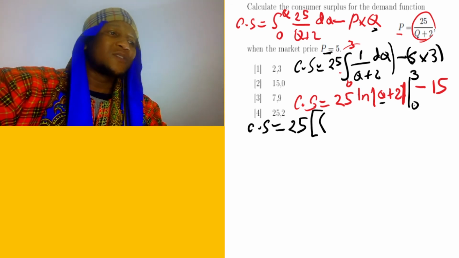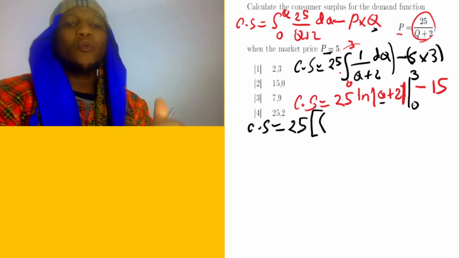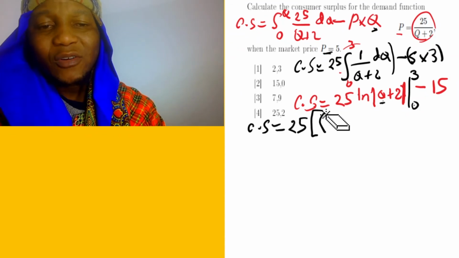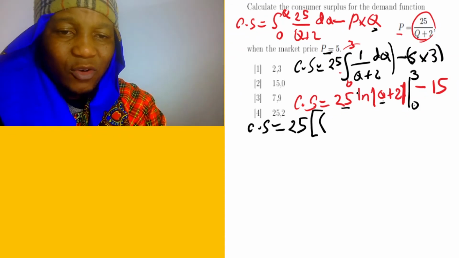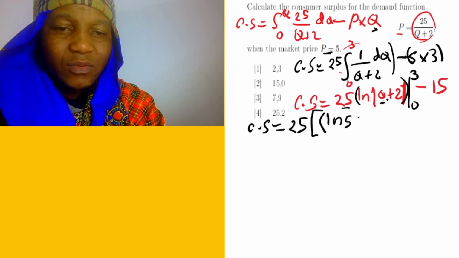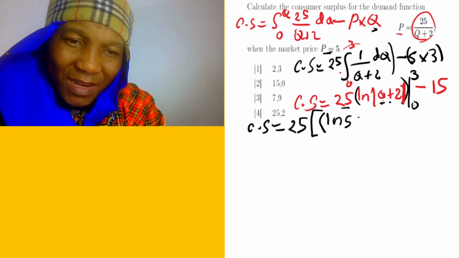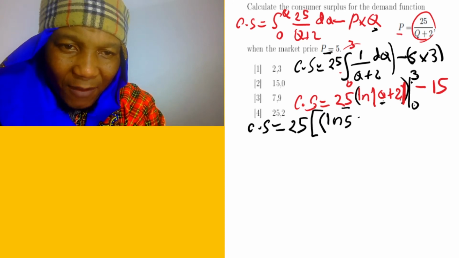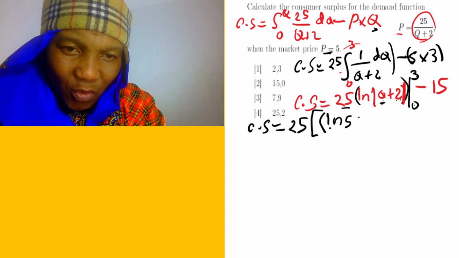Let me start with the upper limit. What is the upper limit? 3. So I'm going to plug in the position of Q. We have a log function, okay? The 25 went out, so I'm dealing with this. So it's going to be ln of 3 plus 2, which equals 5. So it's going to be ln of 5.